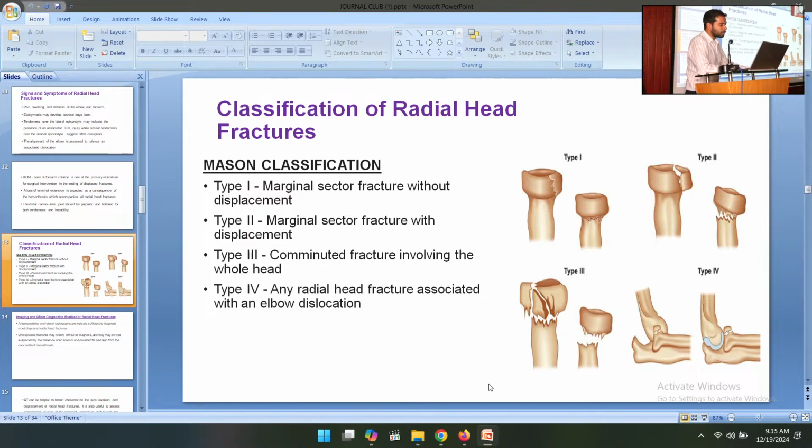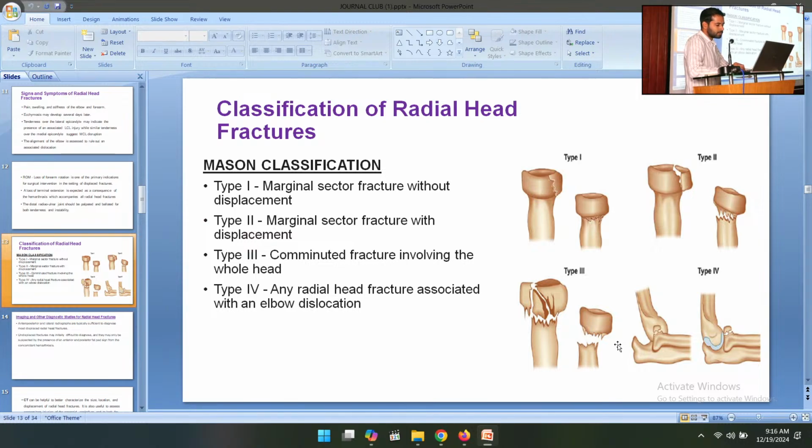Coming to classification of radial head fracture, Mason classification. Type 1, there is a marginal sector fracture without displacement, and in type 2, marginal sector fracture with displacement, and type 3, comminuted fracture involving the whole head, and in type 4, any radial head fracture associated with elbow dislocation.